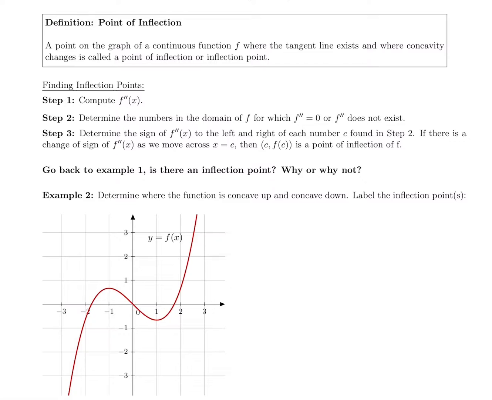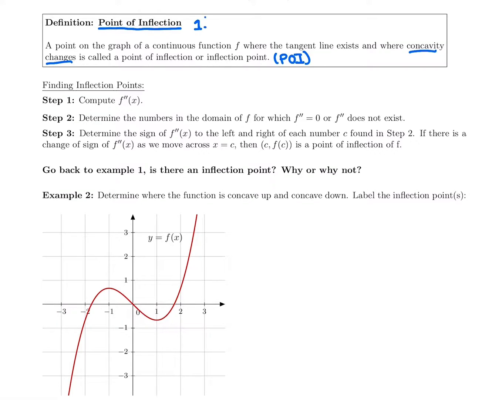So let's see what has to happen. A point on the graph of a continuous function f where the tangent line exists and where concavity changes is called a point of inflection or inflection point, and usually I'll abbreviate it as POI, point of inflection. So this is a fancy way of talking here. Let's put the two things that need to happen in order to be an inflection point.